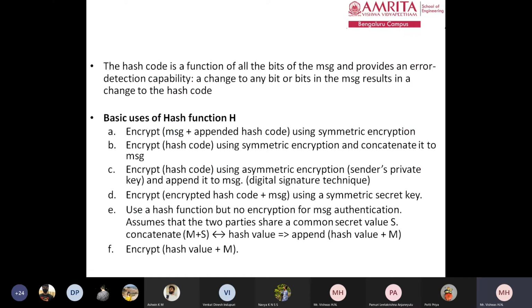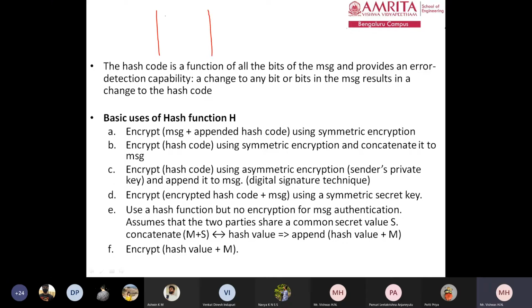The hash code is a function of all the bits of the message and provides an error detection capability. How does it provide an error detection capability? A change in any bit of the message results in a different hash code. That means, say for example, you have a message. Let me draw it here. Hope this is visible to you, students.